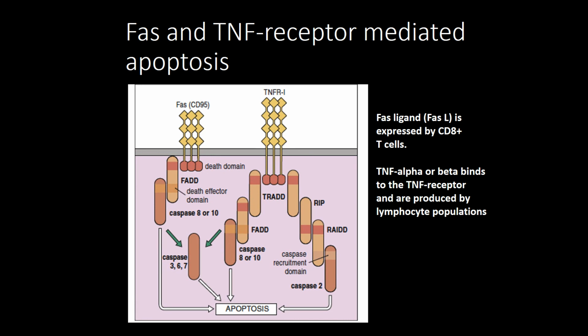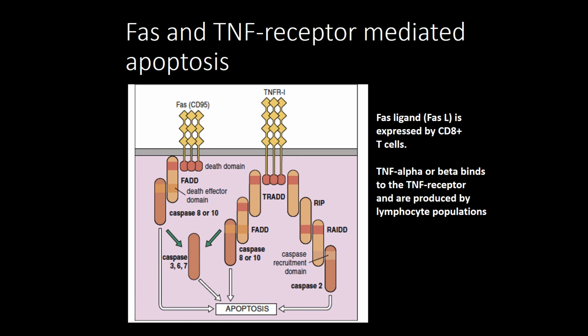FAS and TNF receptor-mediated apoptosis have a similar sort of story. FAS on the surface of the target cell interacts with FAS ligand on the cytotoxic T cell, and that stimulates a signaling pathway that includes activation of caspases, which then results in apoptosis. The same thing happens with tumor necrosis factor. It will interact with its receptor, TNFR1, and in doing so, it stimulates a signaling pathway that includes caspases that trigger apoptosis.